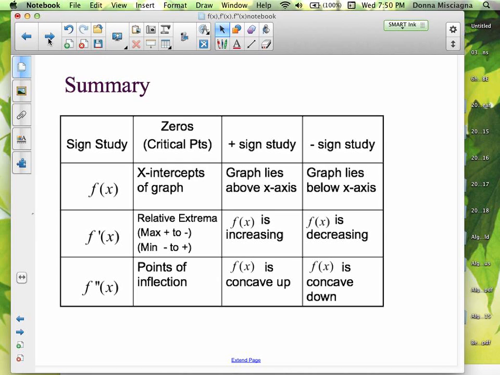We'll do the rest of this matching graphs and derivatives and functions and derivatives, and doing a little practice in class. And then we'll also be looking at something else, maybe on Monday. I don't know. We'll find out.